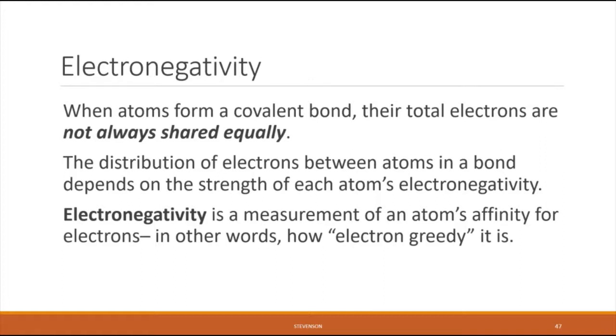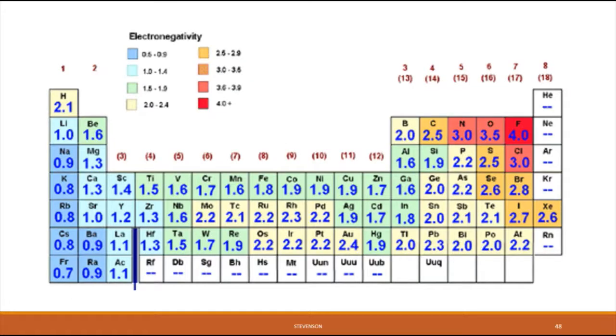Every element on the periodic table has a specific level of electron greediness, which can be different from other elements on the periodic table. The version of the periodic table that you're going to see on the next slide is different from a typical periodic table because instead of showing you things like the atomic number and the atomic weight, it instead shows you a single number which represents how electron greedy each element is. The higher the number, the greater level of electronegativity or electron greediness.